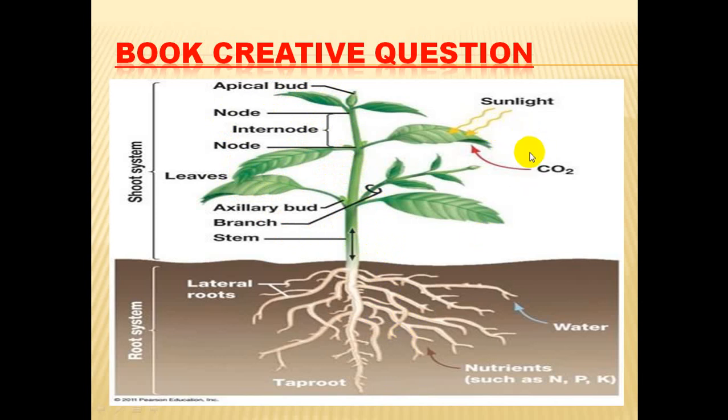On this side you will see the sunlight and carbon dioxide. Sunlight and carbon dioxide are needed to produce their food. If we look under the soil, we can see the root and root branches. The root absorbs nutrients and water from the soil, especially nutrients such as nitrogen, phosphorus and potassium.